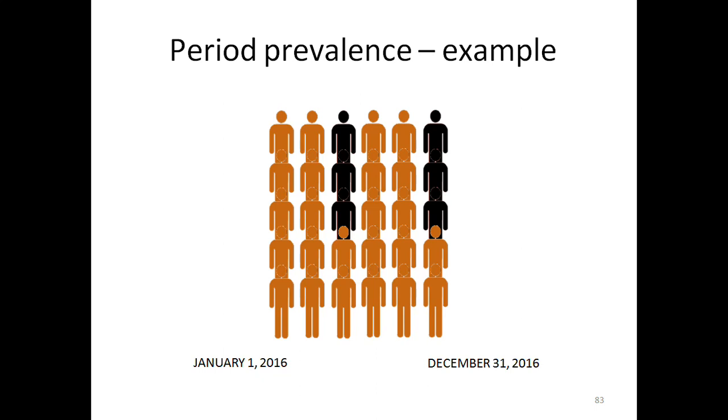So point prevalence will be just on one day, whereas period prevalence will be over a period of time. It can be 1 week, 1 month, 1 year, or 5 years. Let it be any time frame, it doesn't matter. But we'll be checking the cases over that period, and the total population will be taken. So the denominator is different in prevalence. The denominator will be the total population, but in incidence it is different. Incidence rate will take the time person, whereas cumulative incidence will take the population at risk.